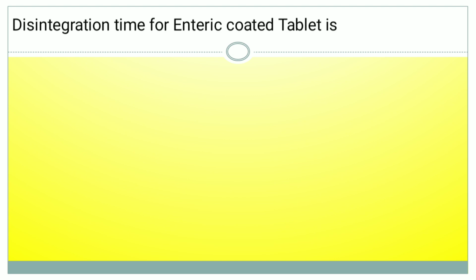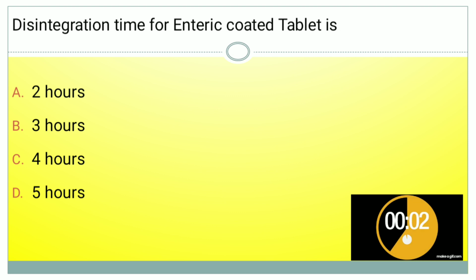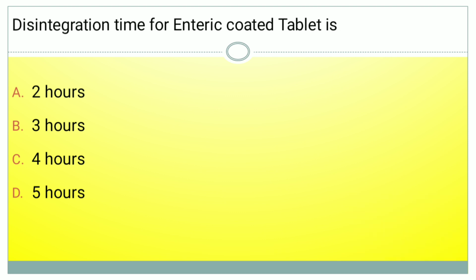Moving to next question. The question is, disintegration time for enteric coated tablet is, and the options are A, 2 hours, B, 3 hours, C, 4 hours, and D, 5 hours. So your time has started already. You can think of the right answer. And the right answer for this question is option B, that is 3 hours.